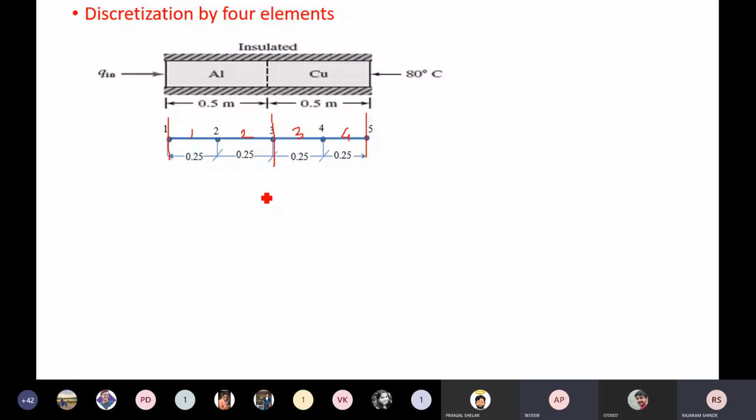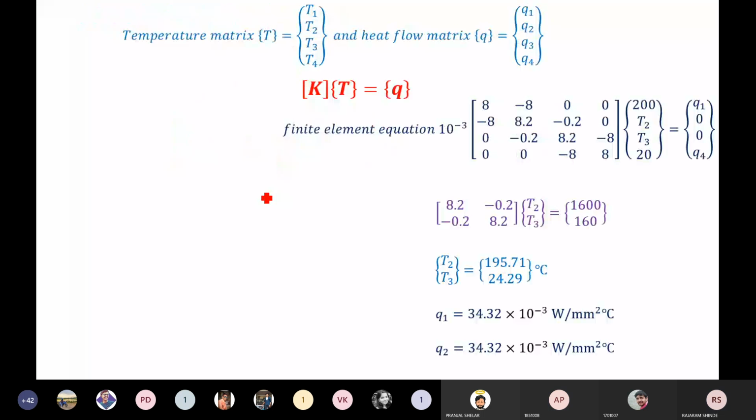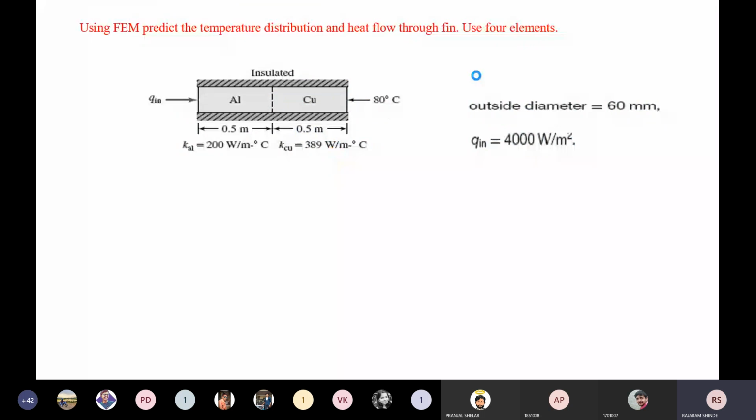Sir, why did you take only four? It is mentioned in the problem. You see this one. Here in the problem it is stated, use 4 elements. Okay, fine.